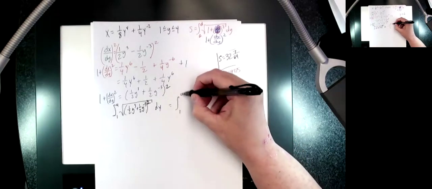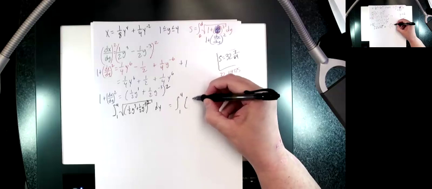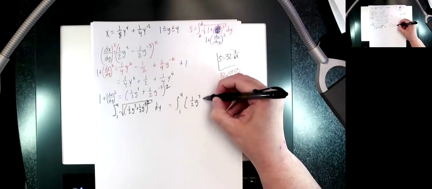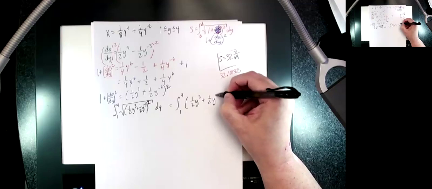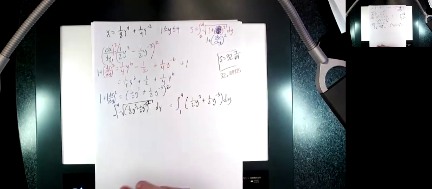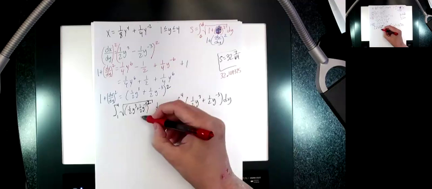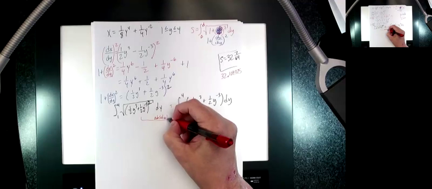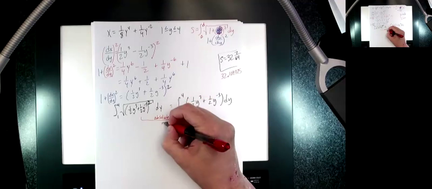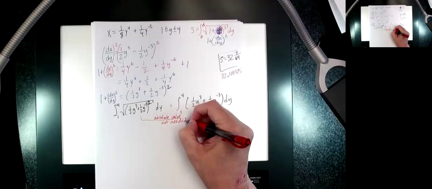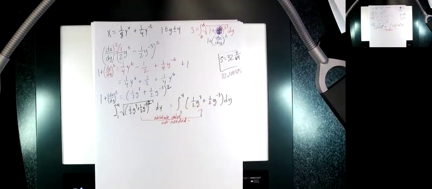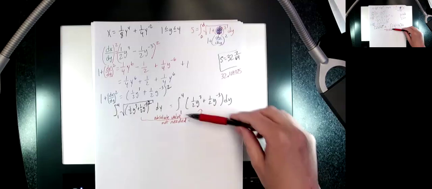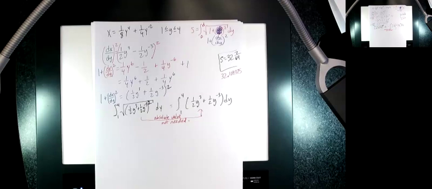This would again normally have the absolute values, but these are all positive terms. So I'm going to skip it. I'll just write absolutes not needed, because y cubed and 1 over y cubed are positive for 1 to 4. We have no negative numbers, so there's no way to introduce a negative number into this.